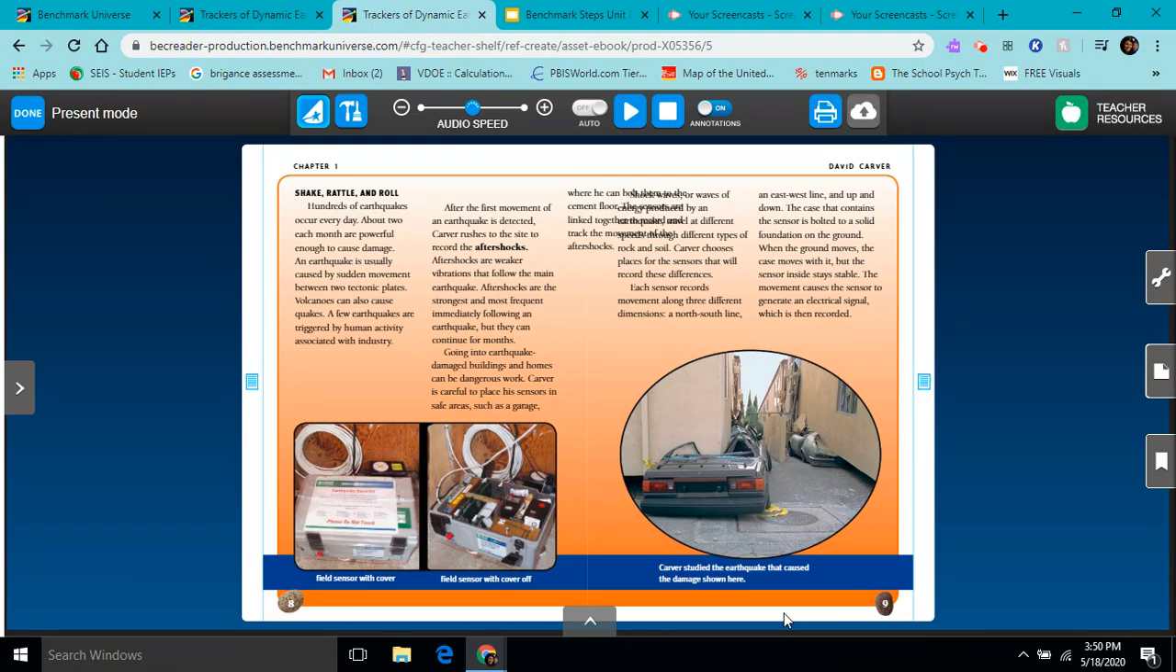Now I'm looking for text evidence that can help support my answer. And I want to have in my answer that most earthquakes are not powerful enough to cause damage, but some do. I'm going to look for evidence where it's talking about the power of an earthquake. I'm going to start here in the first paragraph on page 8, and I'm going to read to you some sentences. Hundreds of earthquakes occur every day. About 2 each month are powerful enough to cause damage.